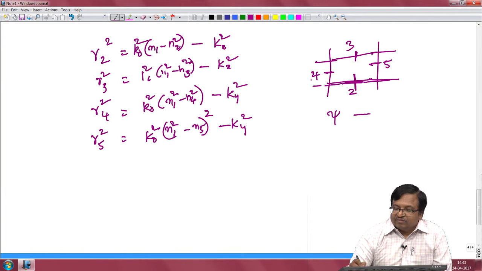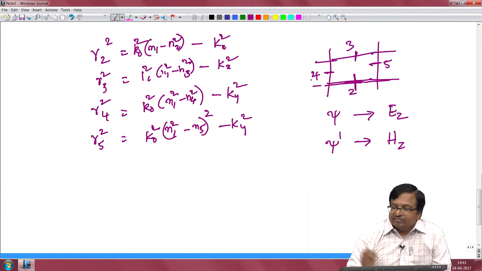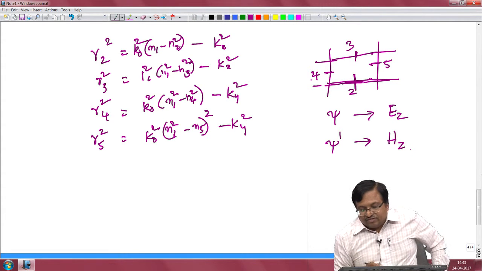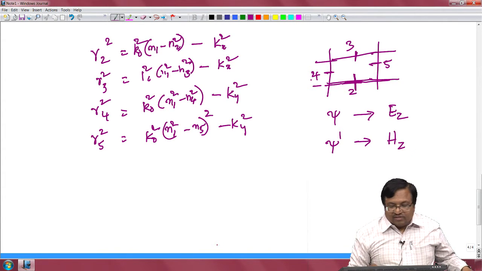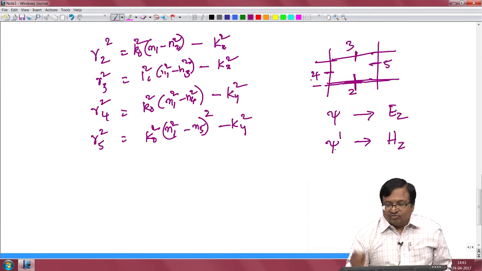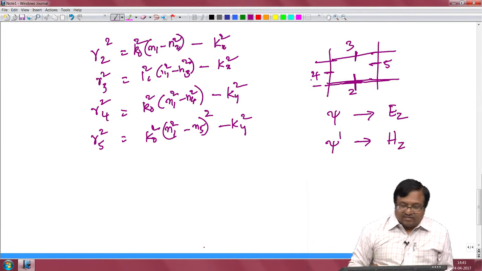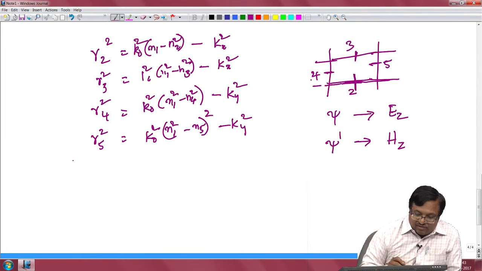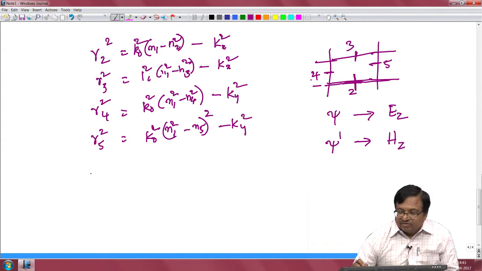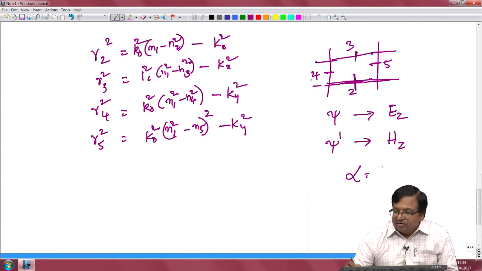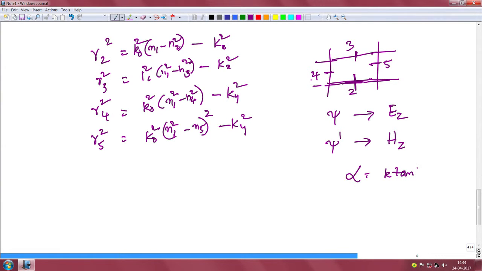So, if psi represents the electric field variation, the derivatives of the field could represent magnetic field variation or any of these components of this field. Depending on the way that you formulate the scalar wave equation, you can choose appropriate form of the Ez and Hz and relate them to the wave functions psi and psi dash. So, finally, like in the case of a symmetric slab waveguide, recall that we have got the equations of the form alpha equals k tan k w by 2, for the symmetric slab waveguide.